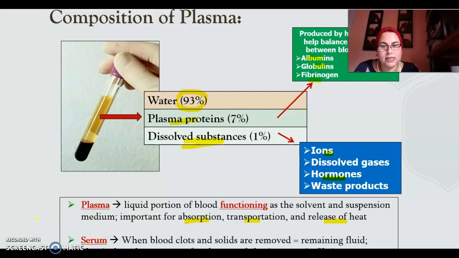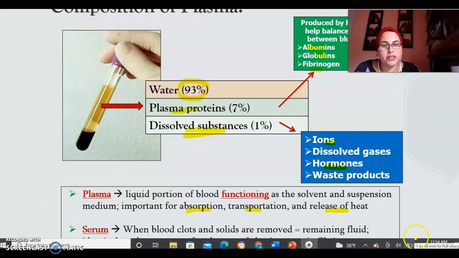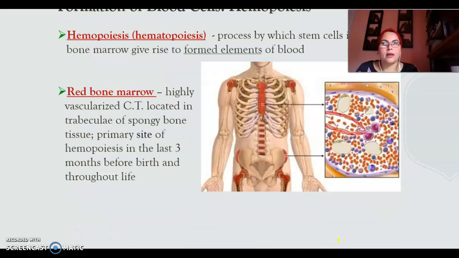Serum. What serum? When blood clots and solids are removed, the remaining fluid, which is identical to plasma, is called serum. So serum, in other words, equals plasma minus the clotting protein fibrinogen. Let me enlarge this.